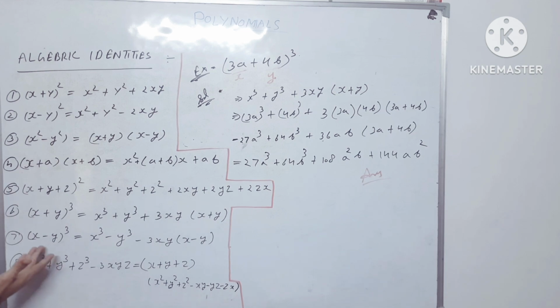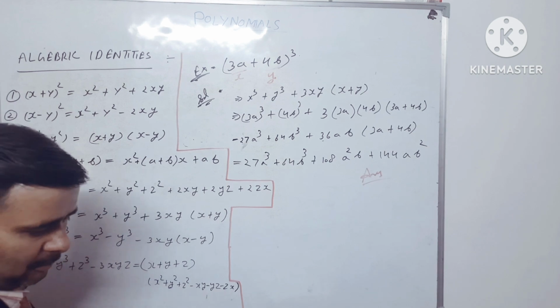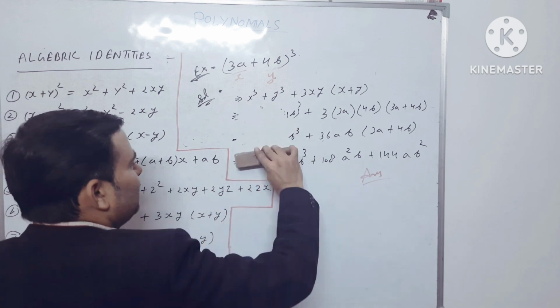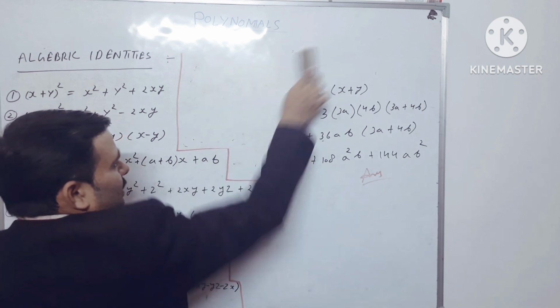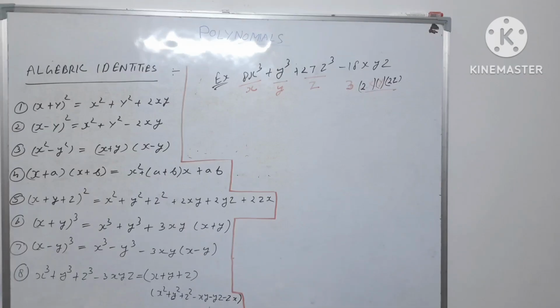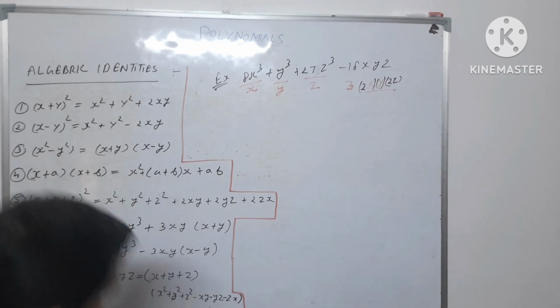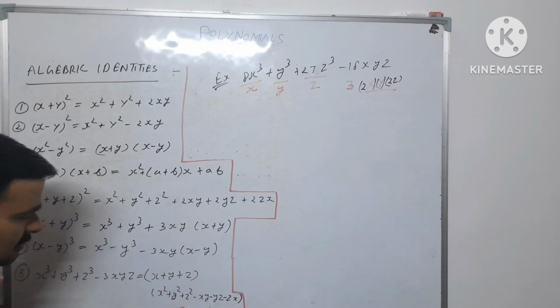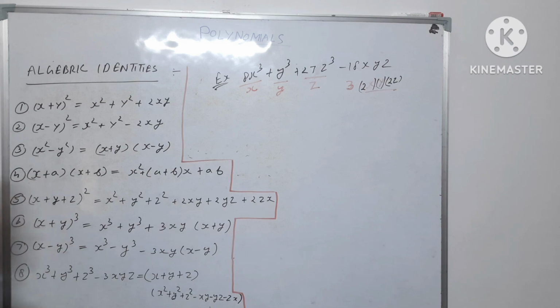Now in this manner you can also calculate (x - y) whole cube for any problem. Suppose we have here (3a - 4b), then it can also be calculated in this manner. Now let's focus on the last algebraic identity that you will learn in class 9th, that is x cube plus y cube plus z cube minus 3xyz equals (x + y + z)(x square + y square + z square - xy - yz - zx).